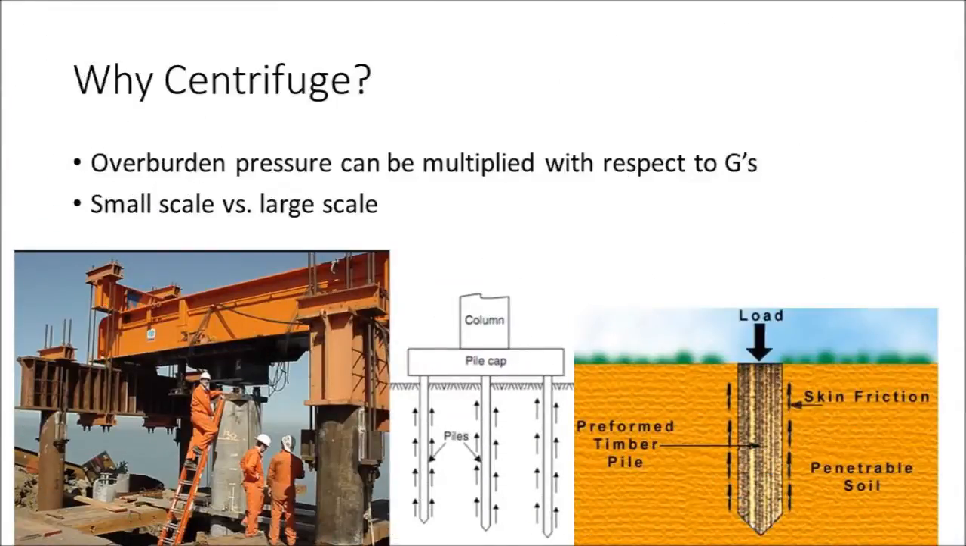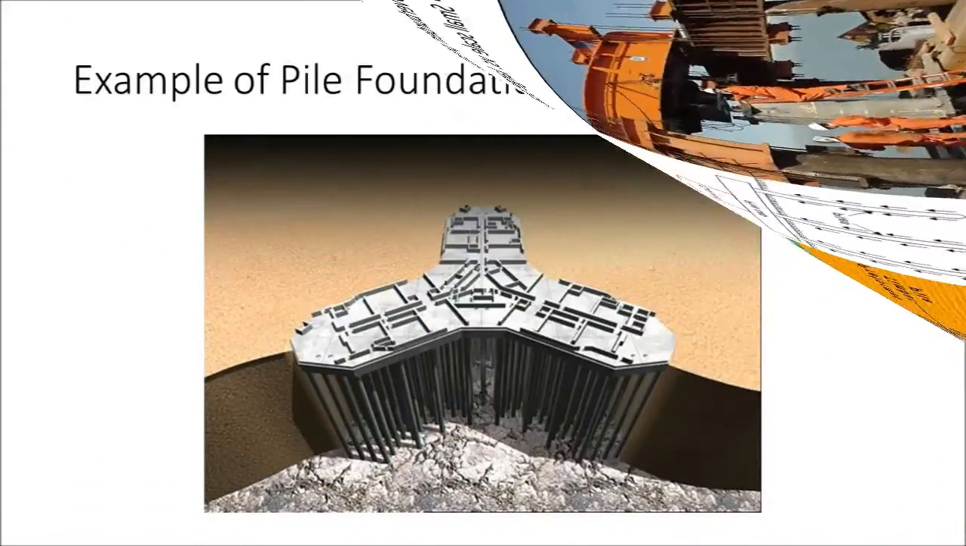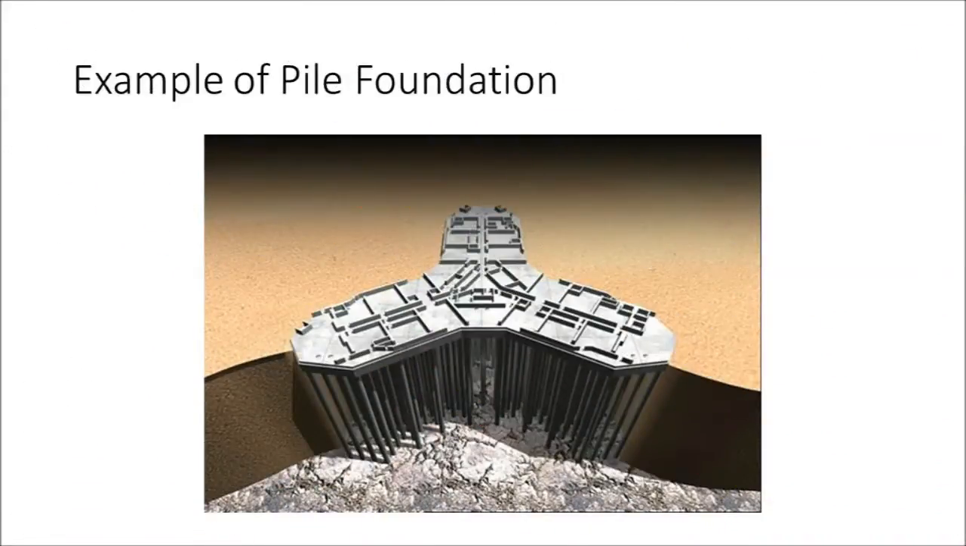The test was carried out in a centrifuge because a centrifuge allows us to scale the sample. Overburden pressure can be multiplied with respect to the G's in the centrifuge, and the centrifuge is also a faster way of testing. Now this is a typical example of a pile foundation.